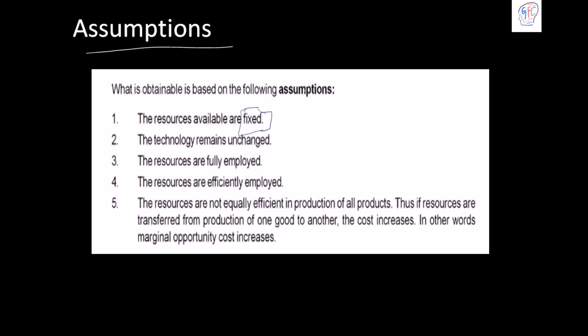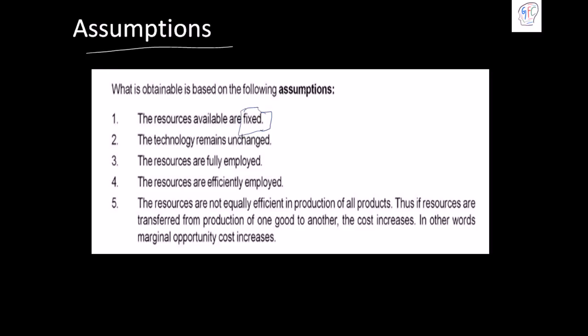And also the resources are fully employed. What do you mean by full employment of resources? Why do we need to know that they are fully employed? Because if they are not fully employed, there would be inefficiency also. So make sure whatever resources the economy has are being fully employed. So let us say if economy has got 1000 crore rupees to invest, then it means economy is investing the entire 1000 crore rupees. It is not keeping anything with itself.